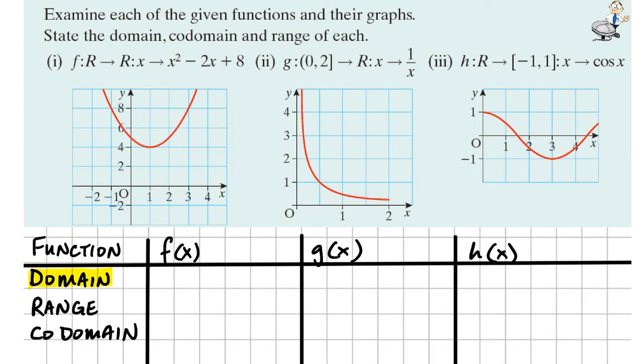So firstly, let's look at the domain. These are the input values. So looking at the graph, what are the input values that are being used to create this graph? The domain is also explicitly written and stated in the way these functions are written. I'm highlighting it in yellow here.